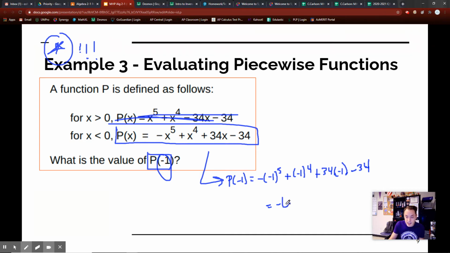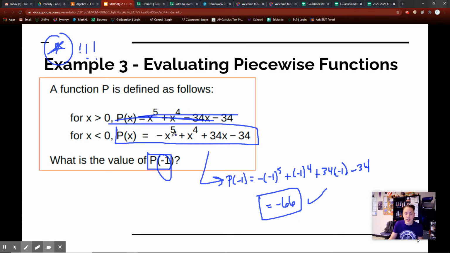You should get -66. Okay? You should get -66. And that's great, that's fine. I don't care if it's a negative. That's what you're going to be putting in Math Excel, right? Awesome. Now, we should know how to evaluate piecewise functions.